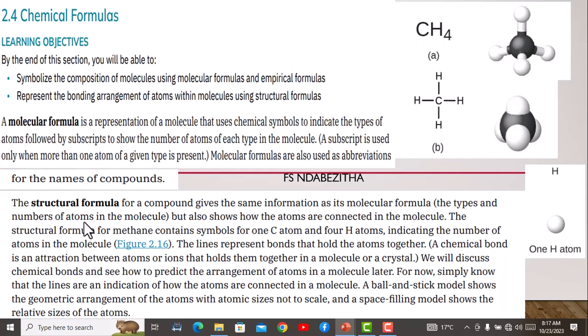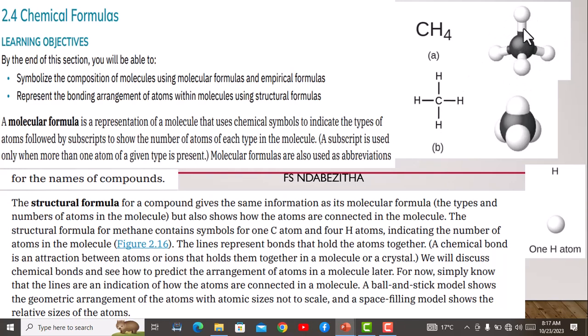All right, we have read that the structural formula for a compound gives the same information as its molecular formula. The type and the number of atoms in the molecules are also identified there, but it also shows how the atoms are connected in a molecule.